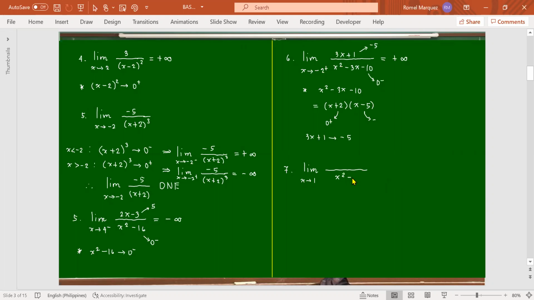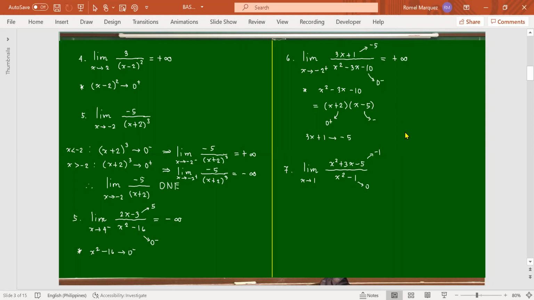For instance, if I have x squared minus 1 as the denominator, and the numerator is, let's say, x squared plus 3x minus 5. Let's see. The denominator is approaching 0. The numerator is not approaching 0: 1 plus 3 minus 5 is negative 1. Am I correct, guys?